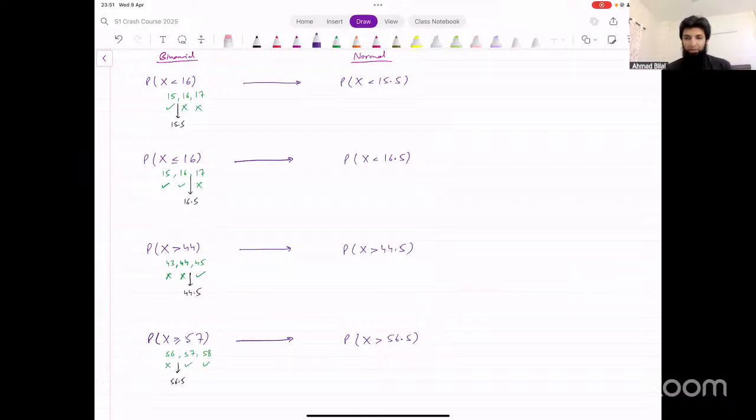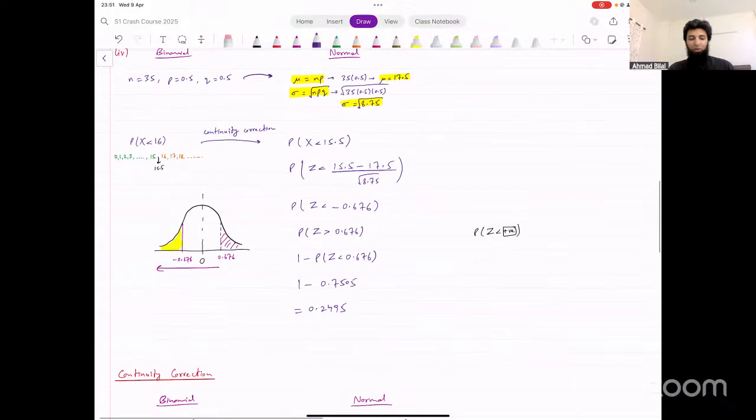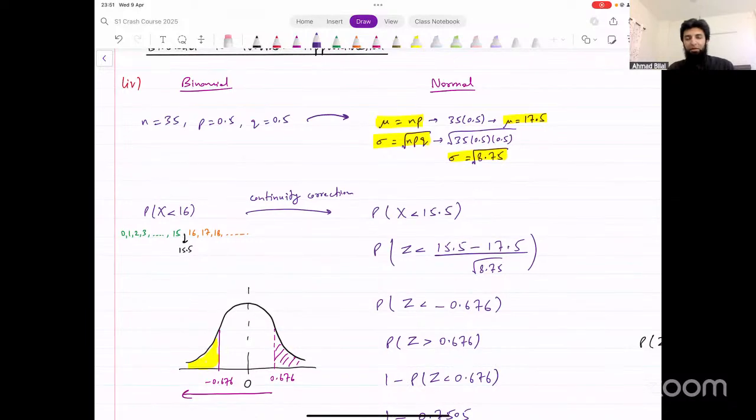Okay, good. So that's the idea of continuity correction. So what do we do now? In binomial to normal approximation, we find the mean, we find the standard deviation, and then we do continuity correction to get the probability that we have to find in that context.